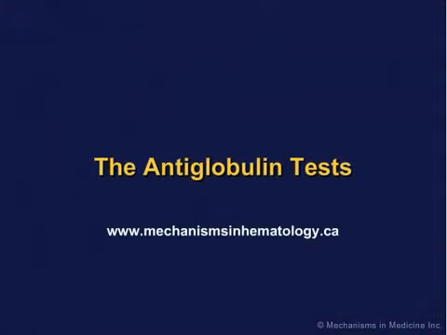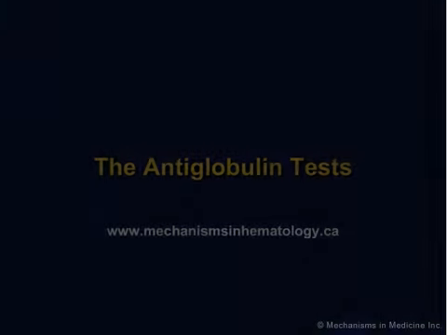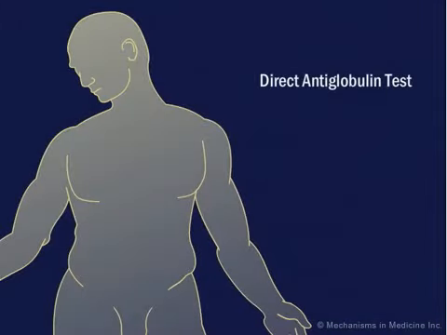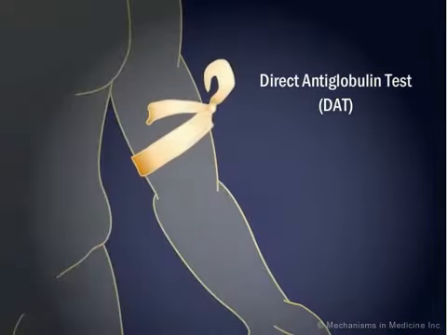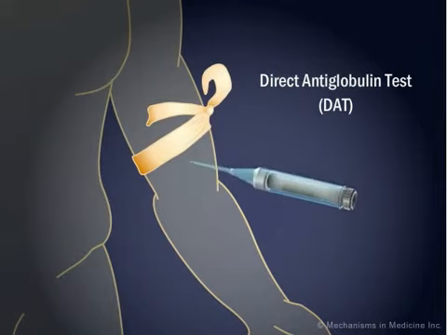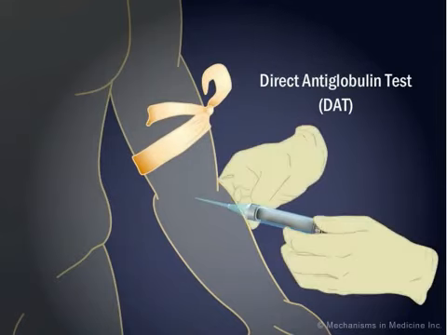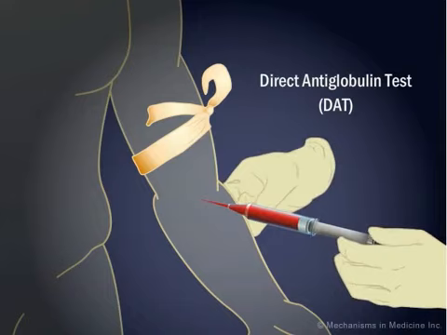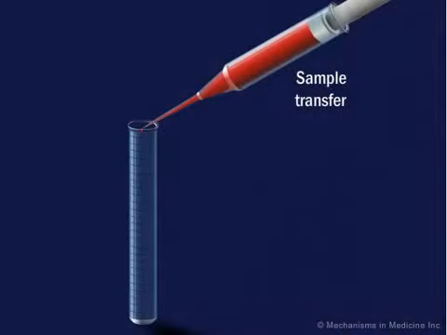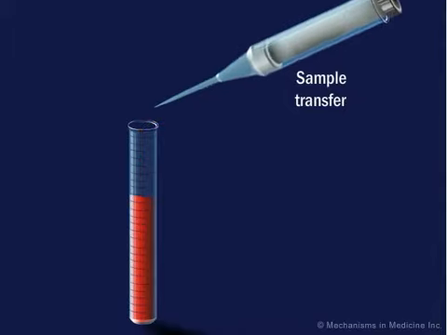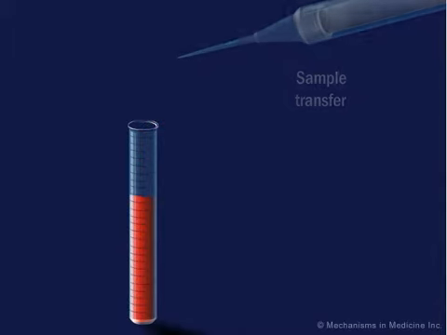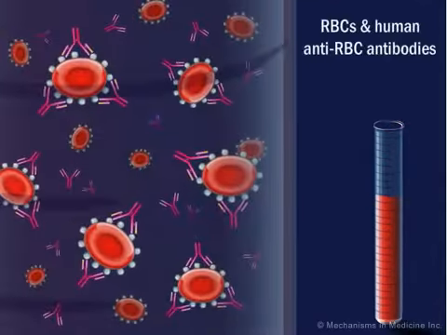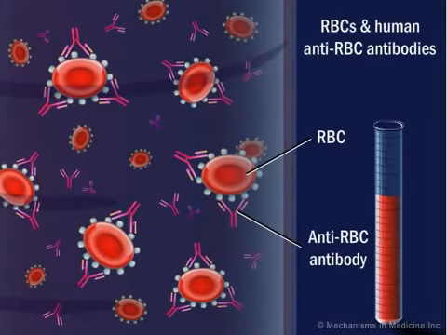The antiglobulin tests. The direct antiglobulin test, or DAT, is requested when immune-mediated hemolytic anemia is suspected. A blood sample must be drawn. The patient's red blood cells may have antibodies and other complement system factors on the surface of some of the red blood cells, abbreviated as RBCs in this animation.